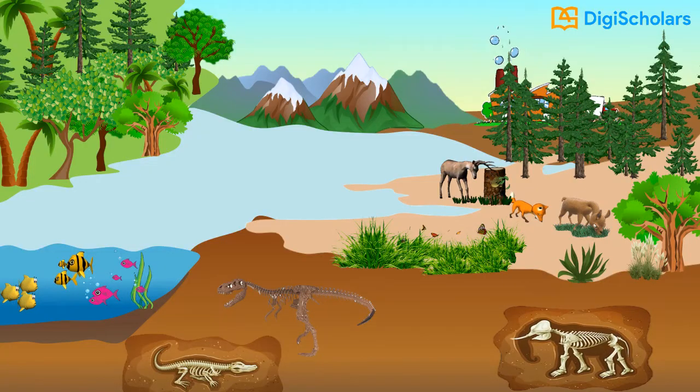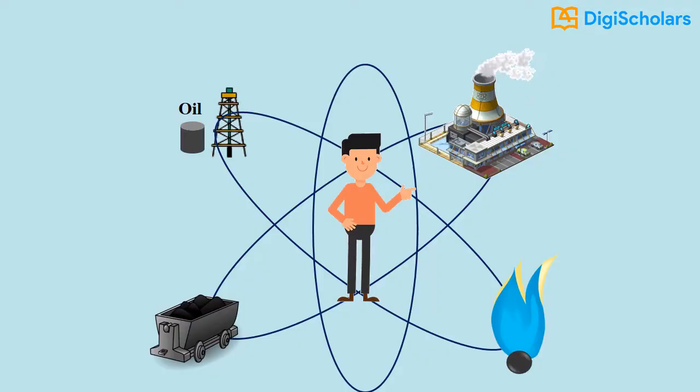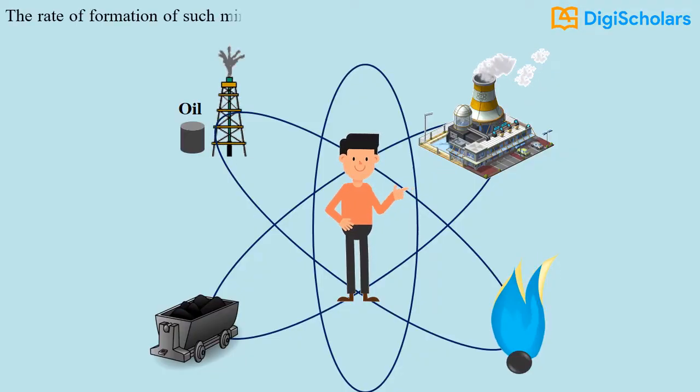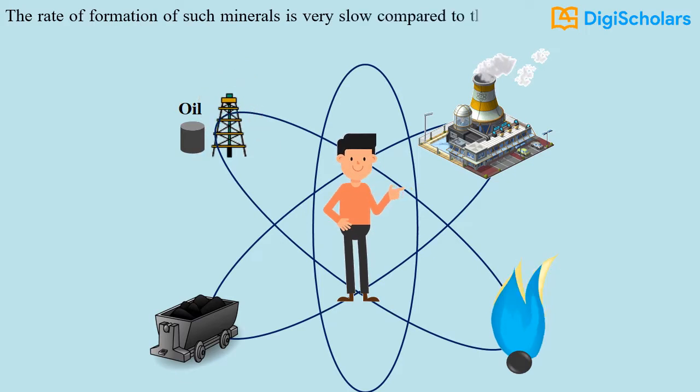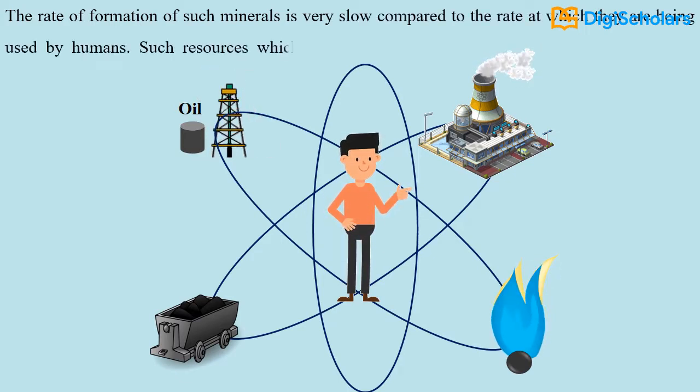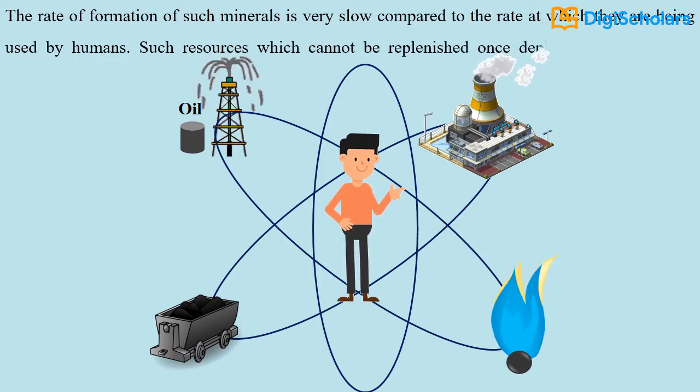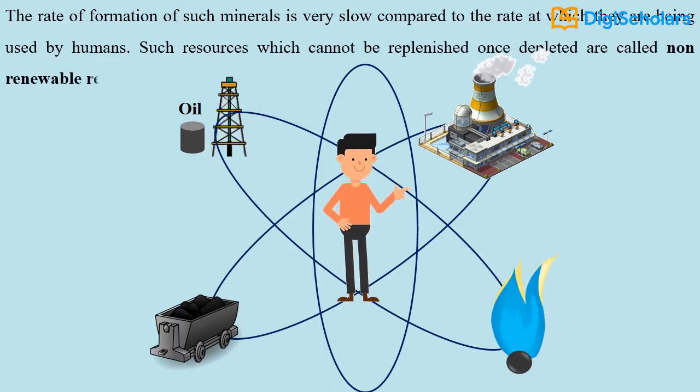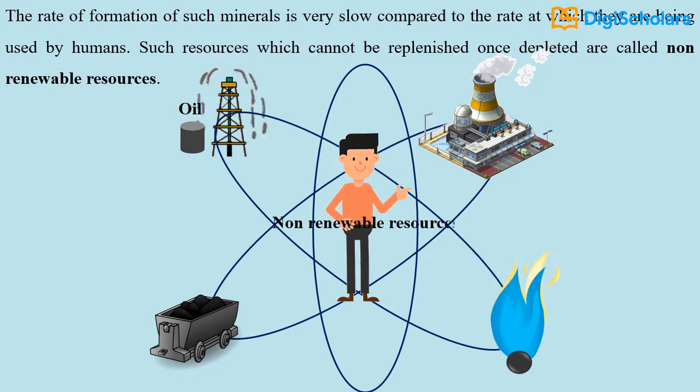Some natural resources have been formed on Earth over a long period of time, even billions of years, for example, fossil fuels and minerals. The rate of formation of such minerals is very slow compared to the rate at which they are being used by humans. Such resources which cannot be replenished once depleted are called non-renewable resources.